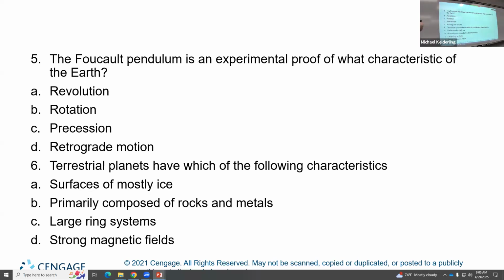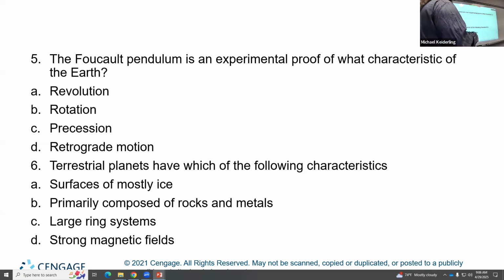The Foucault pendulum is an experimental proof of what characteristic of the Earth? It is proof that the Earth is rotating. Revolution is movement around the sun. Rotation is what the Foucault pendulum measures. And I think I calculated it here. If you have a Foucault pendulum here, it's about 36 hours to go around. I'll work that out. And there's a couple of them at the Museum of Science and Industry if you want to see it.